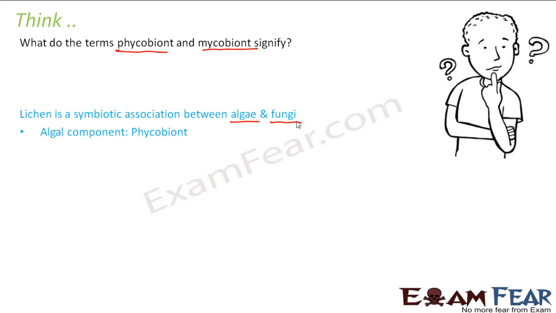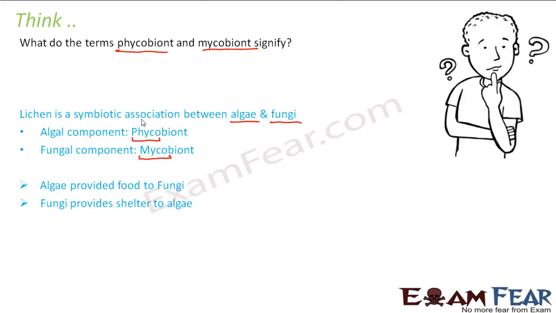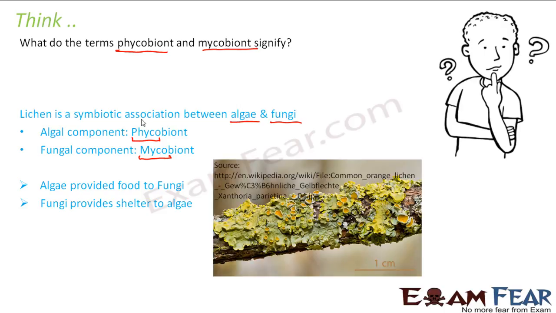So this algal component is known as phycobiont. The word phyco itself means algae. So the algal component of this symbiotic association is known as phycobiont and the fungal component is known as mycobiont. You just remember that the word phyco means algae. So phycobiont is the algal component and the fungal component is mycobiont. So as I said, algae provides food to the fungi because the algae is capable of preparing its own food, and the fungi provide shelter and protection to the algae. So this is how a lichen looks like.